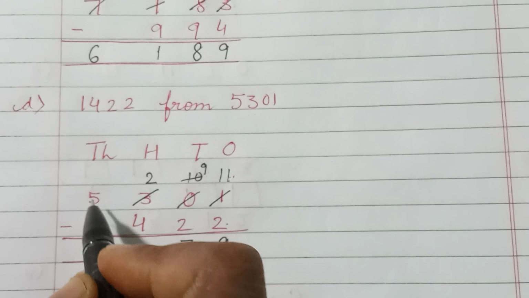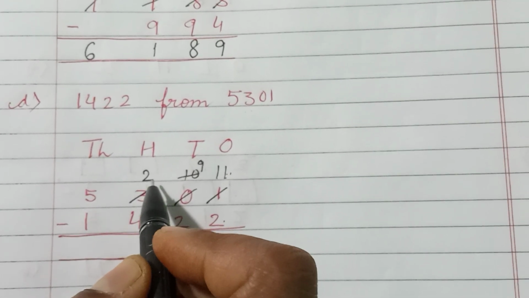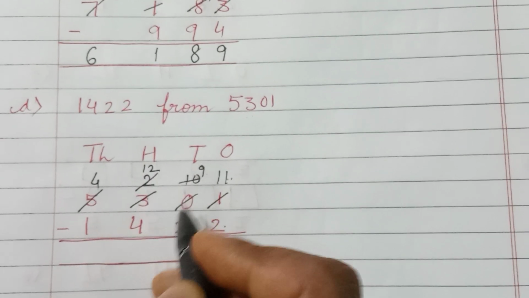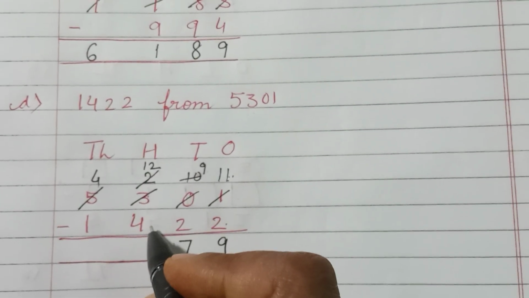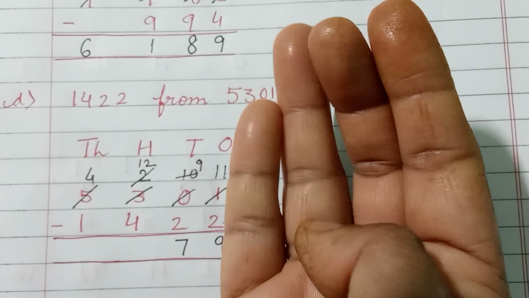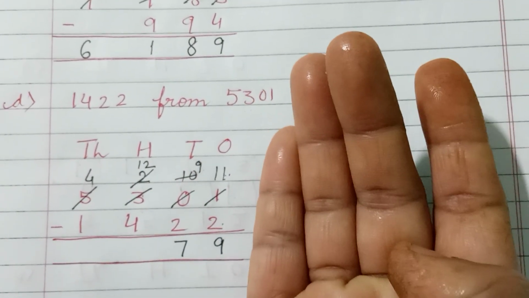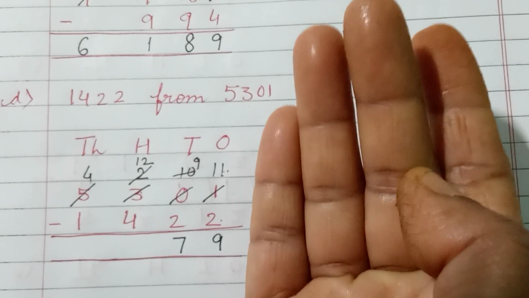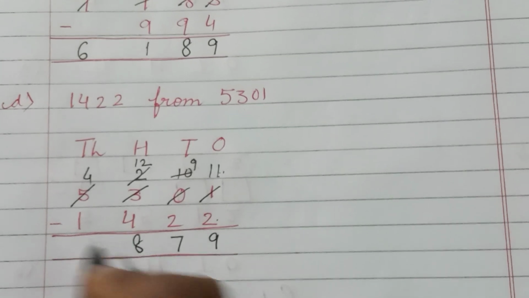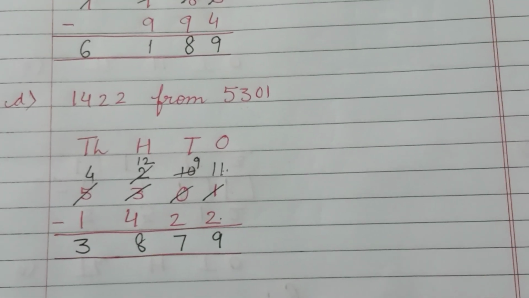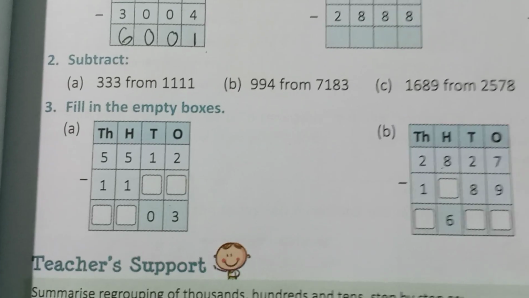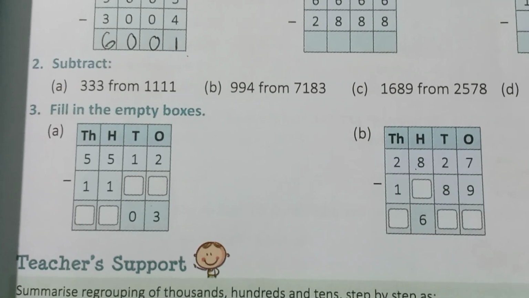Now 2 minus 4 is not possible. Again you regroup this 1000 into hundreds. So this 1000 becomes 4 and 2 becomes 12. Now again 12 minus 4, start counting. After 4: 5, 6, 7, 8, 9, 10, 11 and 12. Now tell me how many? Yes, it's 8. So write here 8 and 4 minus 1 you can do, 3. So our answer is 3879.